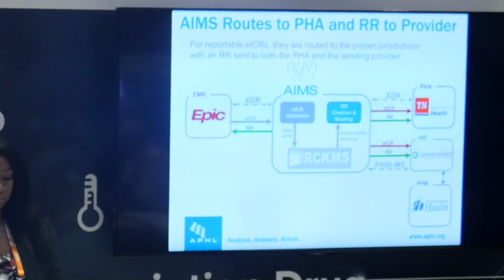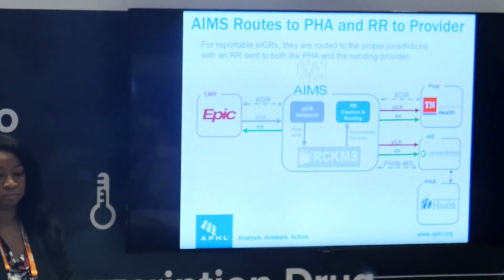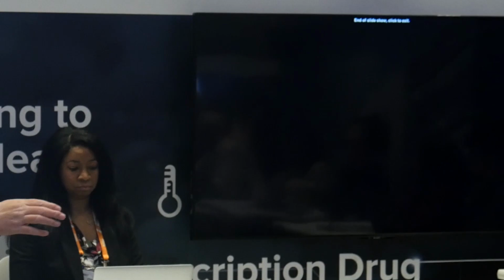So for this use case, HIMSS and RCKMS provide a set of centralized resources that allows providers and health departments to be able to efficiently exchange data. Duplicating these across all the connection points would be very difficult and redundant. So now I'm going to pass it back to Epic so we can see what the RR looks like from the provider side.